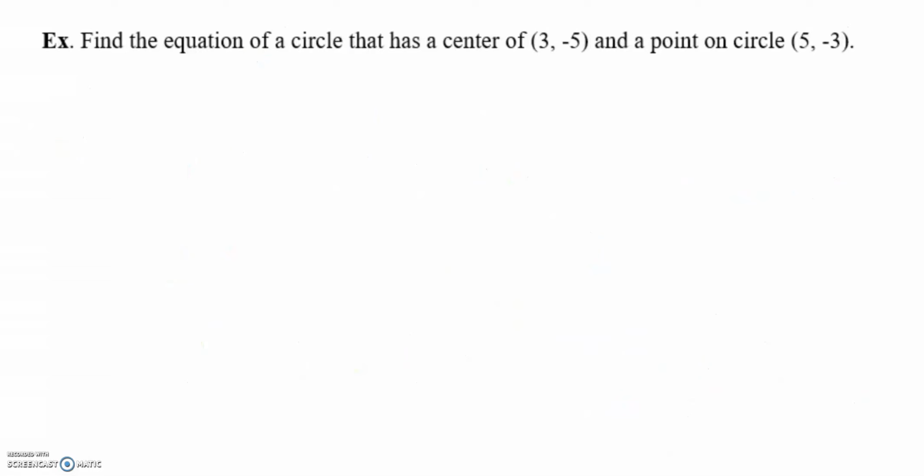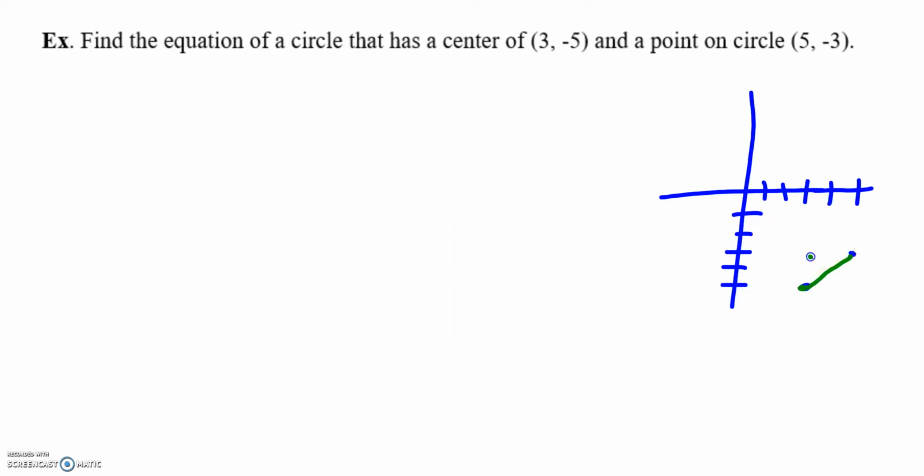Last but not least, find the equation of a circle that has a center of 3, -5 and a point on the circle of 5, -3. So there are multiple ways to do this question. I'm visual, so sometimes I like to draw a picture. My center is at 3, -5, and I have a point on the circle at 5, -3. So that means that from the center to here would be my radius, and my circle, this is not perfect, but it probably looks something like that.